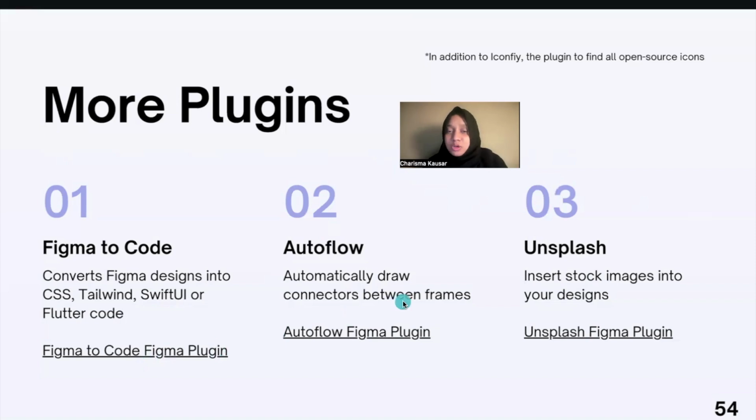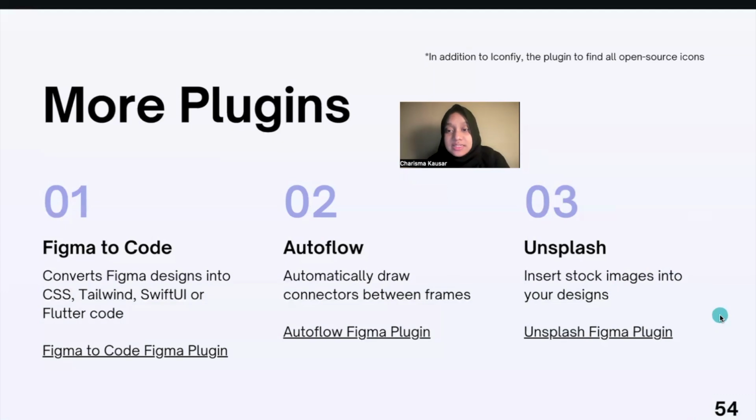Another one is AutoFlow. This is a plugin to draw connectors between frames. So let's say you're presenting your design in the file and you want to say when you click on this, it goes to here, but you don't want to show the prototype itself. So you can draw arrows between your frames using this plugin.